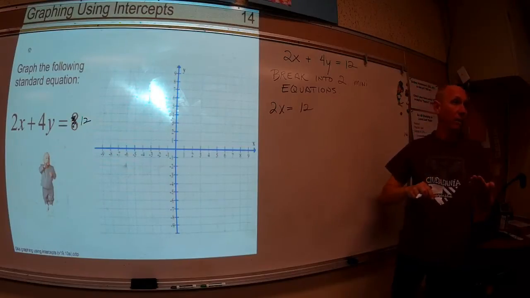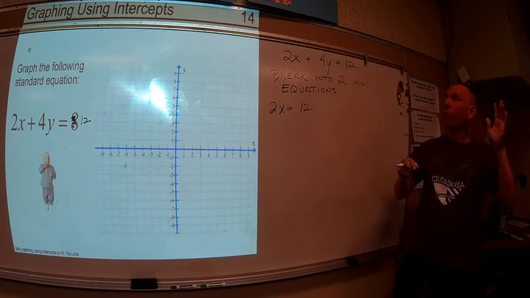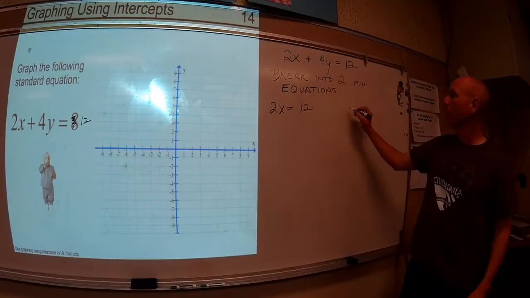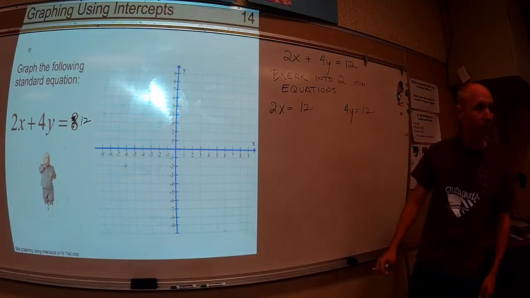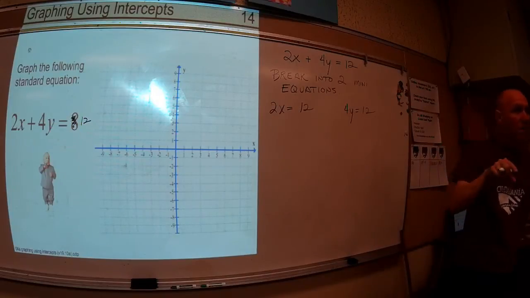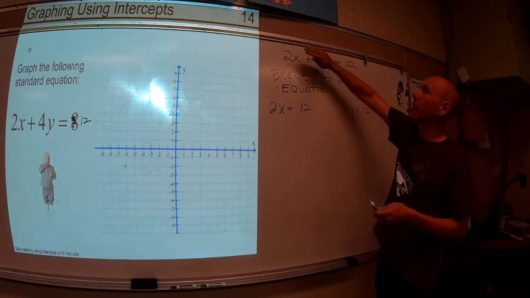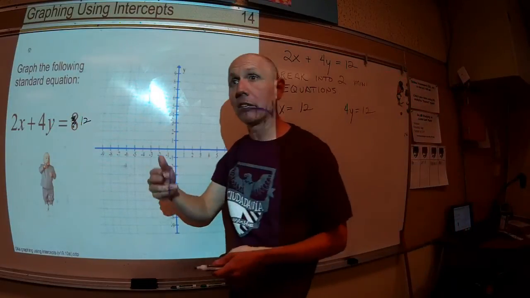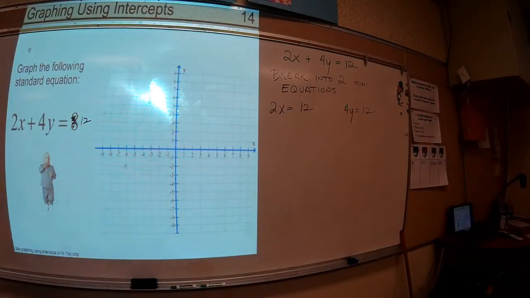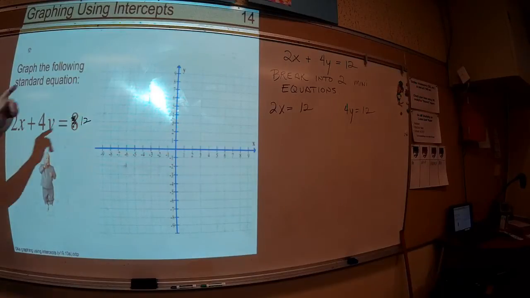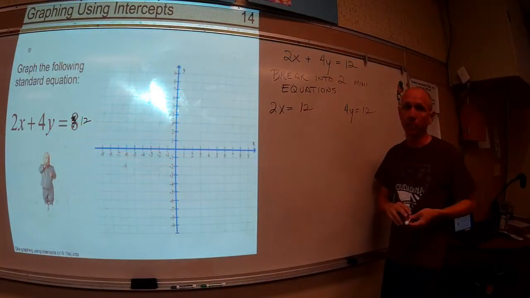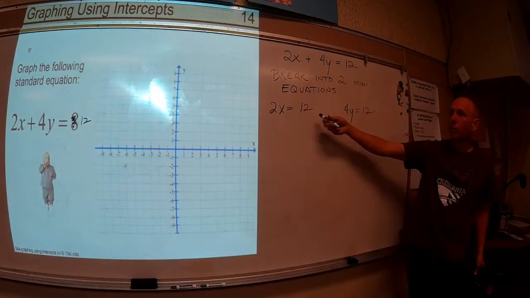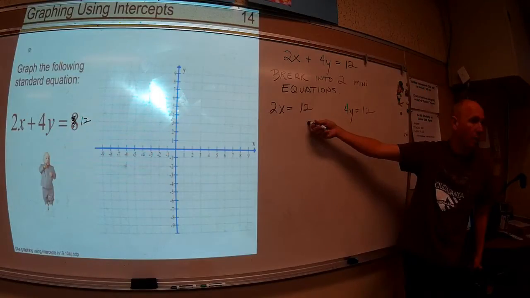Make the x go away. If the x goes away, what am I left with? 4y equals 12. I break it into two mini equations. This is working because of the fact that there are zeros in the intercepts. That means a piece of it goes away. Now we're going to solve each of these. Rainbow poster time. Who can rainbow poster this for me? Mark, you can.